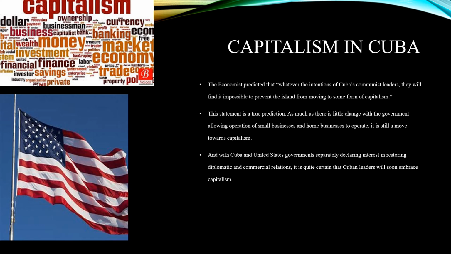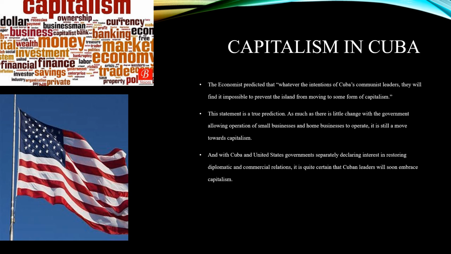Now to question three. In the economic system, the prediction that whatever the intention of Cuba's communist leaders, they will find it impossible to prevent the island from moving to some form of capitalism is a true prediction. Although there is only a little change, with the government allowing the operation of small businesses and home businesses, it is still a move towards capitalism.